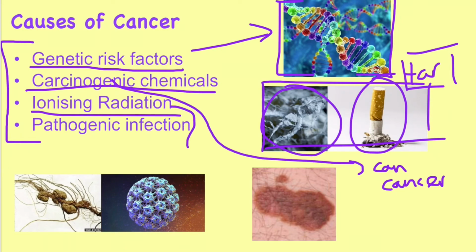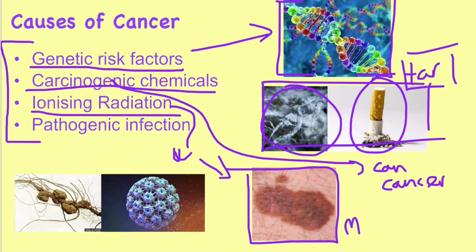Then we have ionizing radiation. Most commonly this is seen in the UV rays of the sun and in tanning beds, so this is why it's not advised to overuse tanning beds, and namely this carries an increased risk of skin cancer, as you can see in this picture here. More scientifically, this is known as a melanoma.